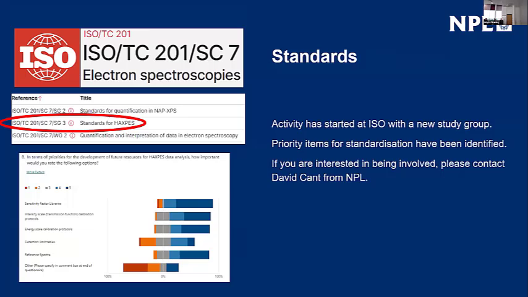And so we need standards. There's a new activity in ISO TC201, which is surface chemical analysis. There's a study group on standards for HAXPES. If you're interested in being involved in that, please contact David Cant from NPL. These are the top priority items so far: sensitivity factors, transmission functions, energy scale calibration, and reference spectra. And we're addressing all of these.